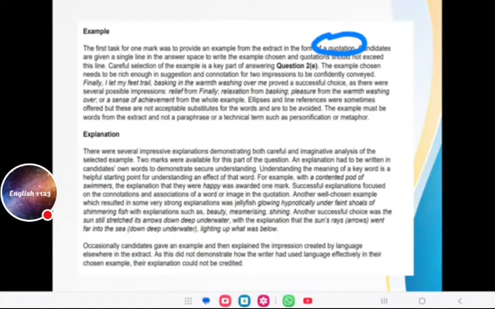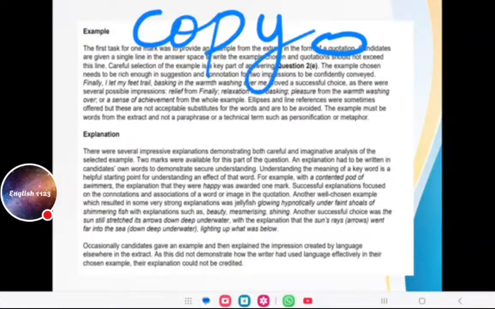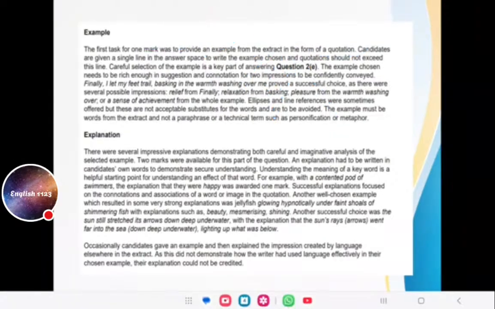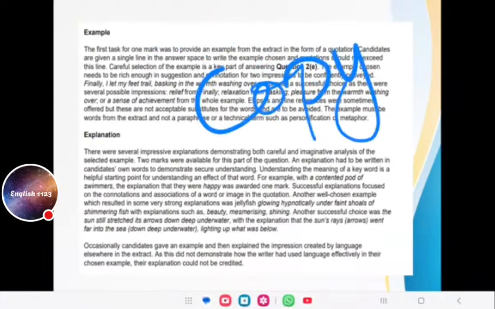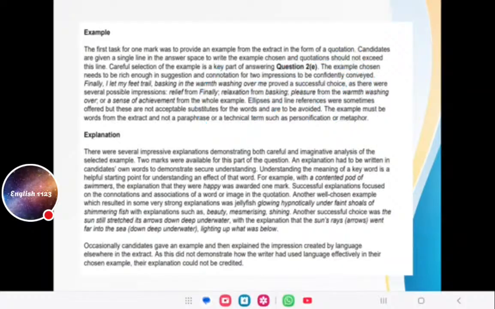You have to copy the example from the text. The way it is written there, just pick it up from there and paste it in your answer. If you write the example in your own words, no marks for that. Marks are for the copy only. No marks for an own word example.